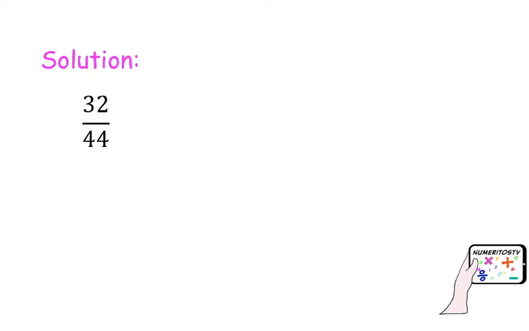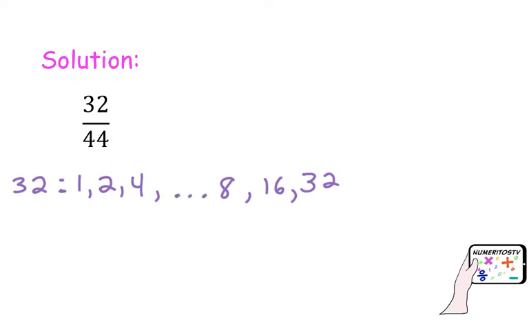So 32 and 44, we need to find those factors. So I'm making my list. So I'm doing 1 and 32 for sure. 2 is also a factor because 32 is even. So 2 times 16, that will be another factor. 3, that will not be a factor. 32 is not a multiple of 3. But 4 is. 4 times 8. 5 is not a multiple. 6 is not a multiple, 7 is not a multiple, so I think I'm done. This will be my list of factors of 32.